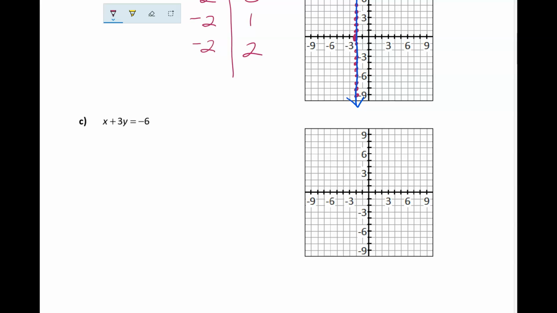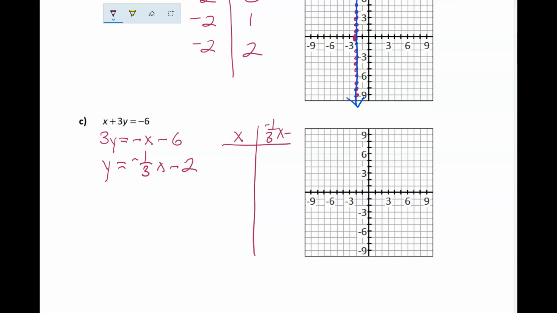So first thing we're going to do is we're going to solve this for y. So I'm going to subtract x from both sides and then divide by positive 3, so that'll give us -1/3 x minus 2. And so if we multiply by 1/3, we're going to need multiples of 3 for the x values. So if x is 0, 3, 6, that should give us enough points to get an idea about what this looks like.